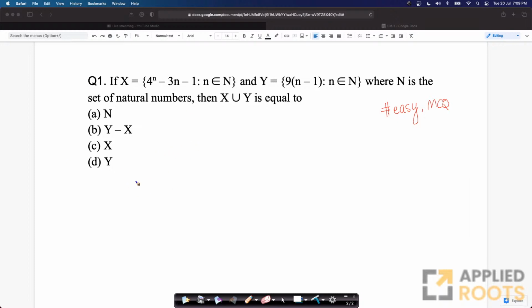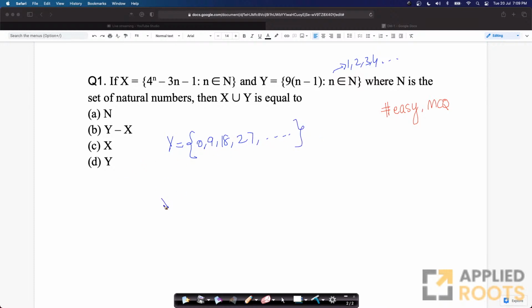Let me explain the solution quickly. Let's look at these two sets, x and y. Y seems like a simpler set to work with. What is y? Because n belongs to the set of natural numbers, n will be 1, 2, 3, 4, and so on. Then y will be 0, 9, 18, 27, all multiples of 9. That's what y is.